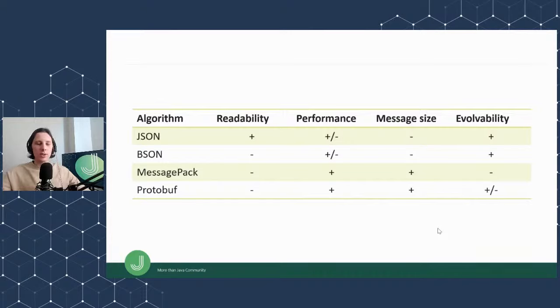And actually, the advantages of each format can be derived from its disadvantages. JSON is readable, so we have to store the field names, so the message size will be very big. Protobuf will be super performant and very compact, so we cannot store the field names, and the readability will be lacking. So if you develop your own serialization format, you just have a lot of trade-offs to make.